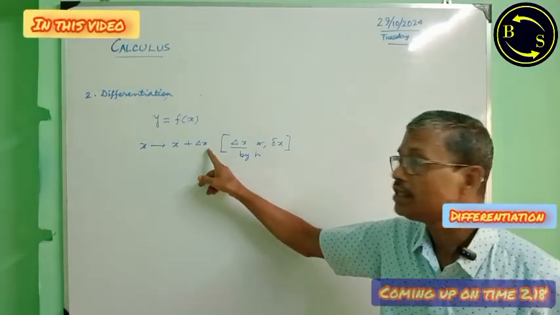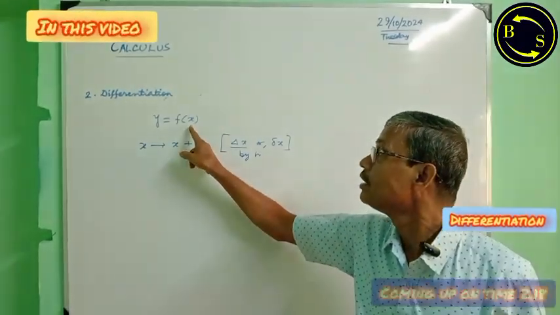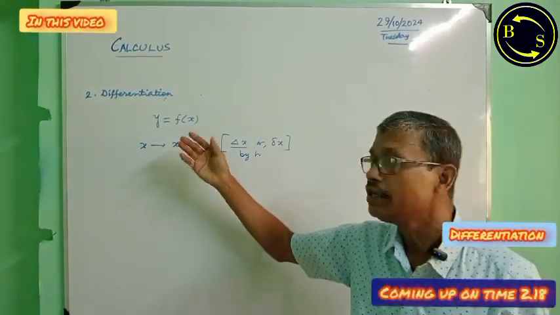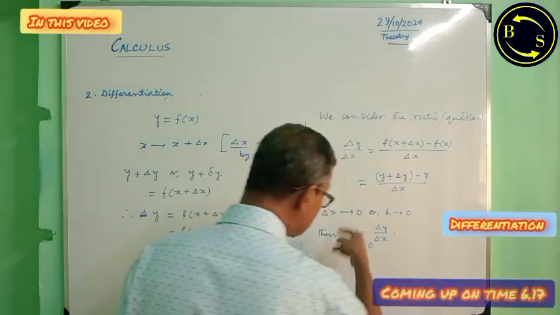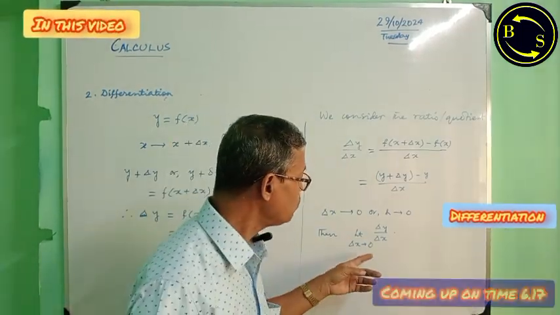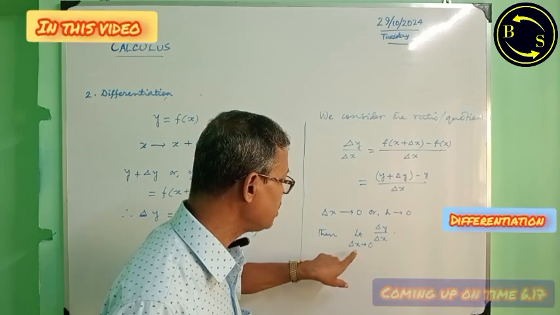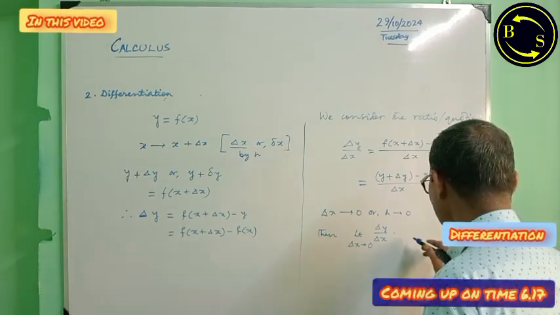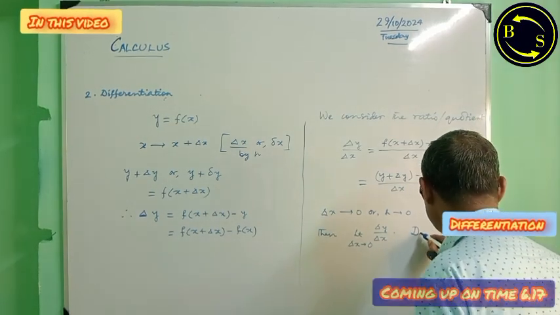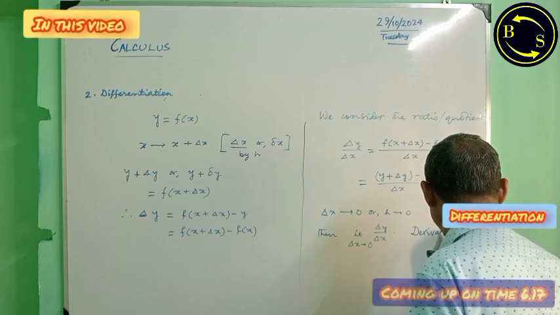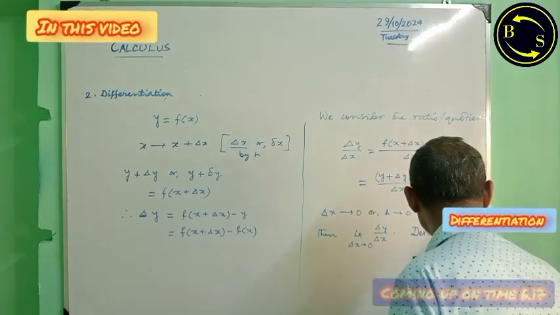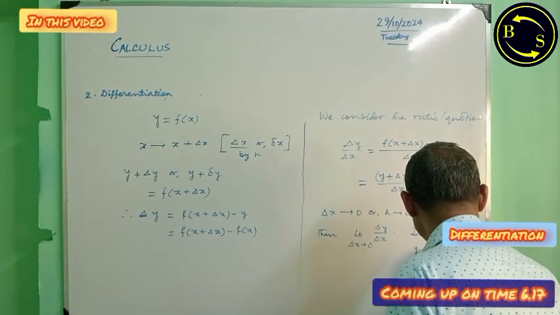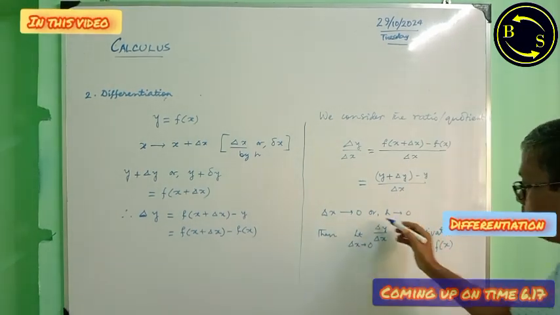x changes to x plus delta x. Since x is connected with y by y equal to f(x), therefore y will also change. In this case, when the limiting value of delta y by delta x as delta x tends to 0 is called the derivative of this limiting value.